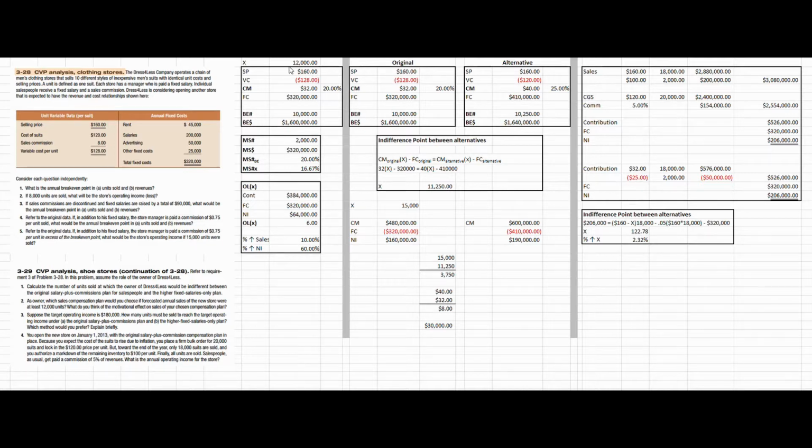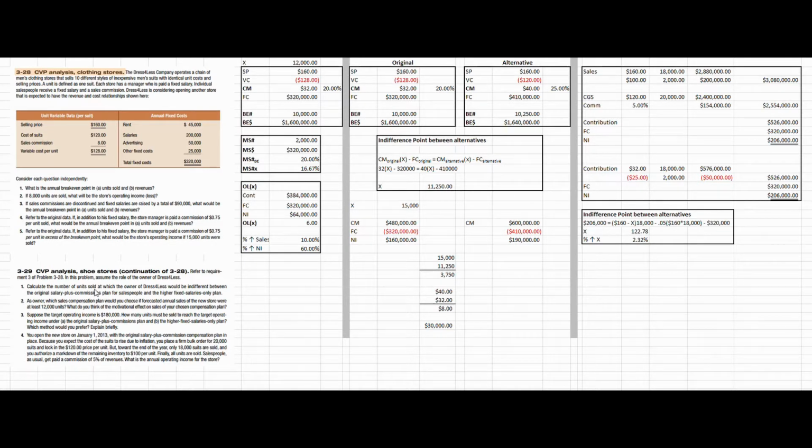So we're right back here to the original data, and my break-even point would be 10,000 units. However, once I hit break-even, what's going to happen? My variable cost is going to increase by 75 cents, so my contribution margin is going to decrease by 75 cents. So for every unit I sell in excess of my break-even point, I'm going to generate a contribution of $31.25. So the answer to this question right here would be 5,000 units times $31.25.